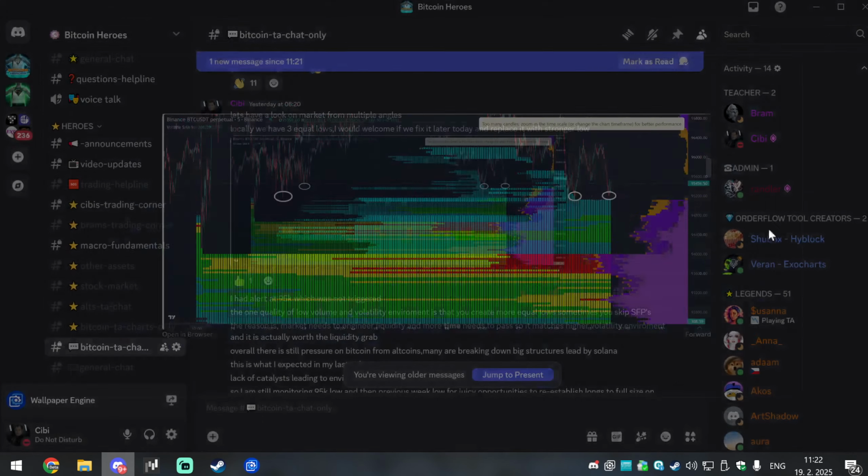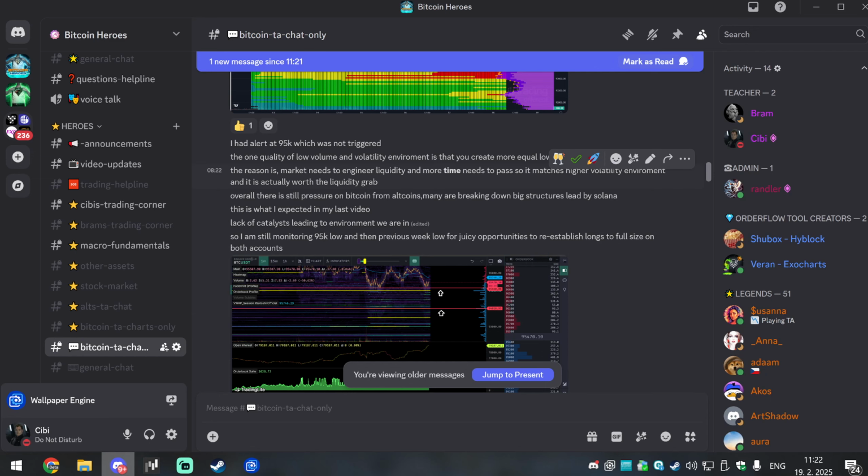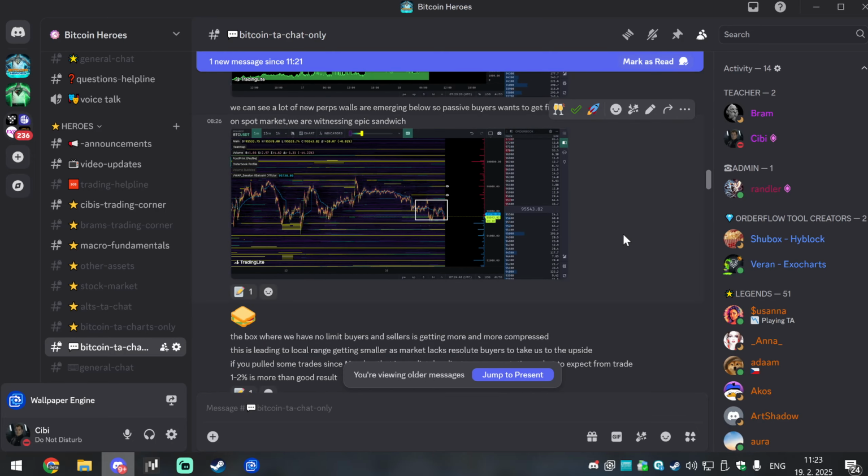But for the past few days I was telling our traders to be ready at the 95,000 area, because once we take these lows, this can give us a beautiful swing failure pattern, which happened. Let's go further down. If you want, you can also pause if you're not in our group.